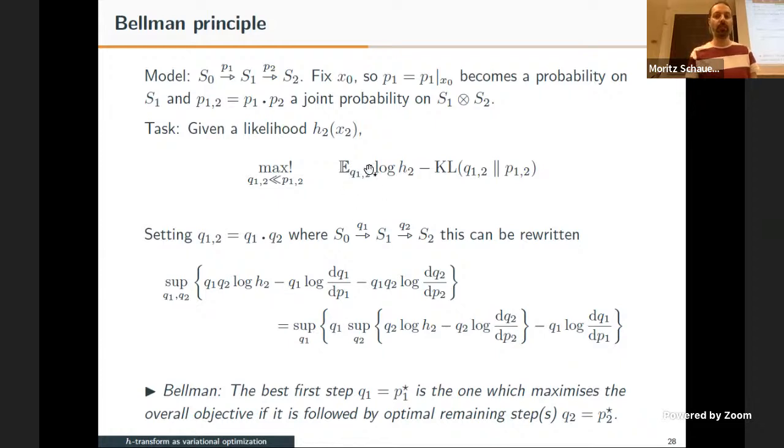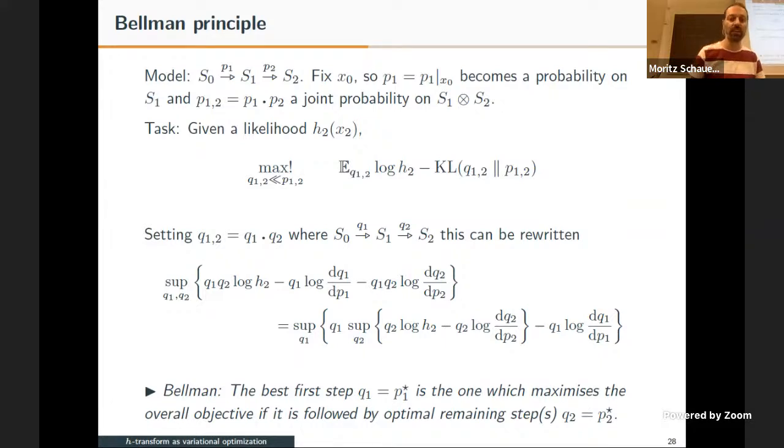And now I can rewrite this objective into a supremum over Q1 and over Q2. And I can rewrite this into a supremum over Q1. Then I collect everything which depends on Q2. And I can solve this optimization problem first. And whatever I get, I can use it to determine Q1. So this is the Bellman principle.